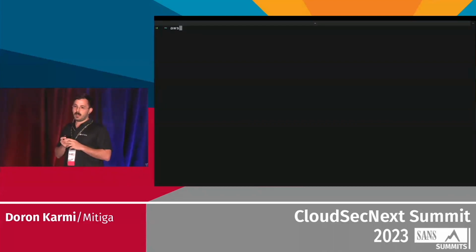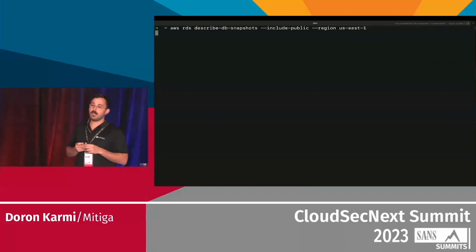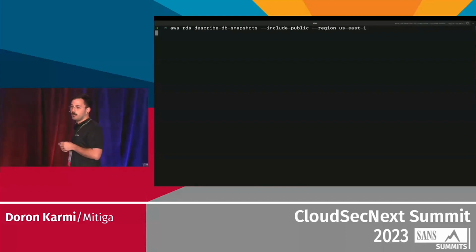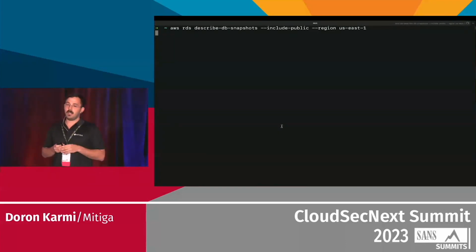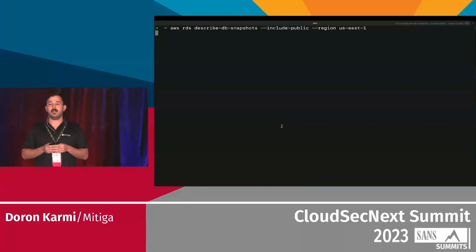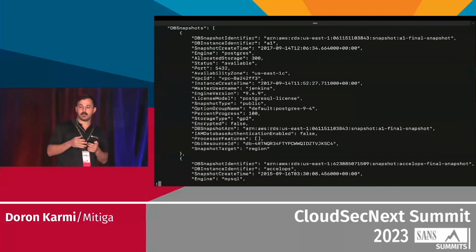Let's see how we can do it, if it works. Okay. So what an attacker would need to do is to use the describe DB snapshot API call with the include public flag and to select a region. Now we will see an output which includes all the public RDS snapshots in this region, along with the details of each of them.